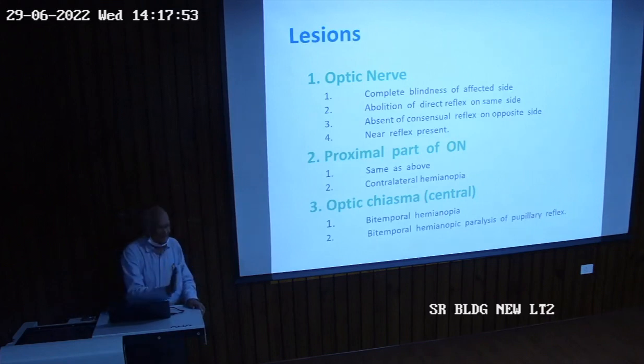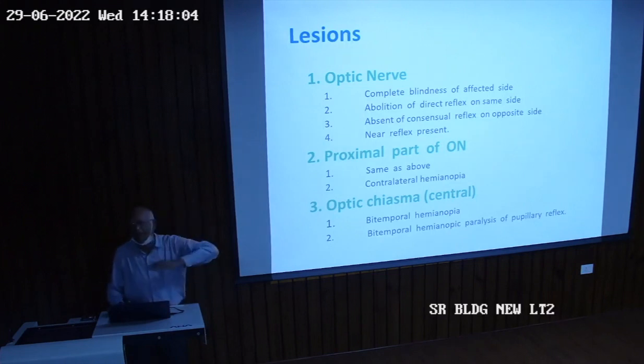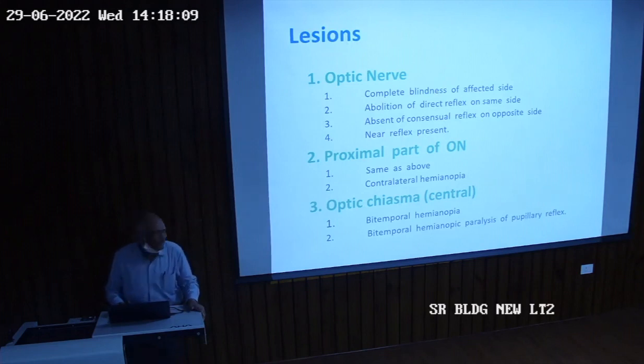So in a sharp cut, there is complete blindness and no direct reaction. No direct reaction means the consensual reaction will also be absent, because the afferent is not going up. The sharp cut is there. That is the effect of one. Near reflex is present. I will tell you in the later slides what the near reflex is and why it is spared. But with a sharp cut of the optic nerve, there is blindness, the direct and indirect reactions are lost, and the near reflex will be present. This is the lesion at the optic nerve.